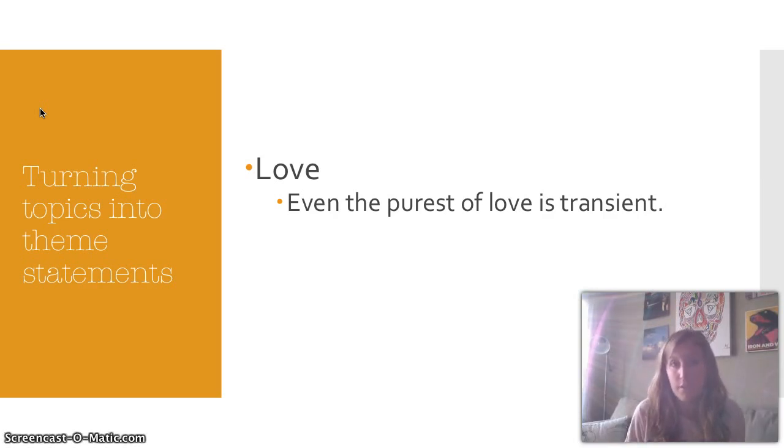Now you may disagree with this. You may say, well, true love will live forever. Even after we're dead, we can be with our true loves. That's what makes a good theme statement. Because you can argue with it, that's really key. It needs to be an arguable opinion statement that the author wants you to learn.